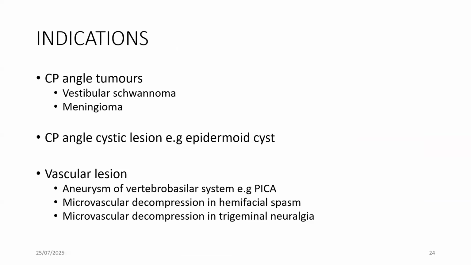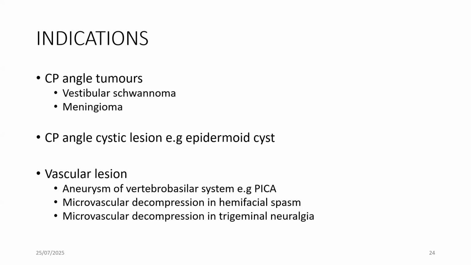Now, there are common pathologies that may indicate the need to perform retrosigmoid surgery. These include CP angle tumors. The commonest of the tumors in this region, as I initially said, is vestibular schwannoma. It occurs in about 80% of cases. Following this is meningioma, and then there are some other lesions that may indicate retrosigmoid surgery, such as CP angle epidermoid cyst.